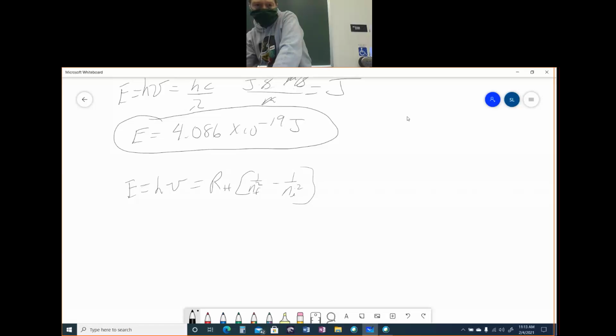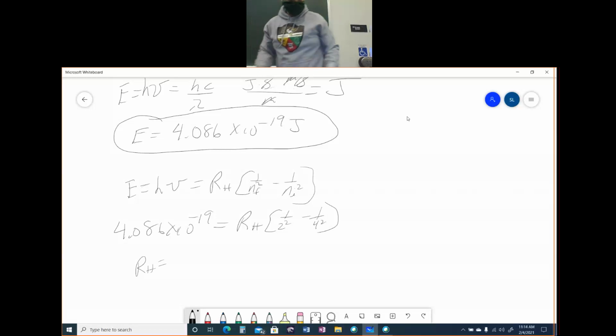And so now we know the energy. We know that it is 4.086 times 10 to the minus 19. And then we also know that this was 1 over 2 squared minus 1 over 4 squared. And so I'm going to solve for the Rydberg constant in terms of energy. So I'm going to then divide that by.